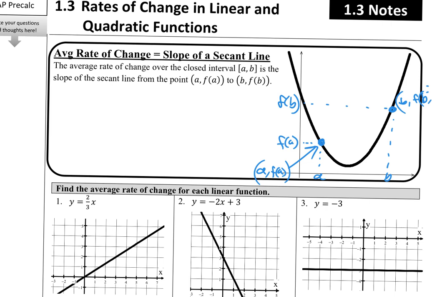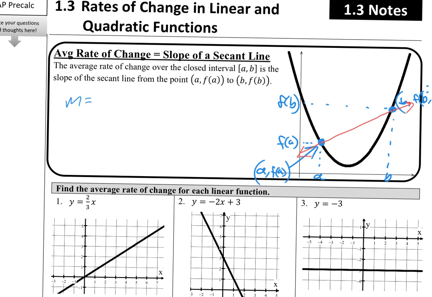Well, what's the secant line? The secant line is literally just the line that connects these two points. And so when we're talking about the average rate of change, it's just the slope of this line. That's all it is. Super simple. So sometimes we can just look at the graph and count the rise over run and be done. Other times we're going to have to use this formula, and this is the basic formula.